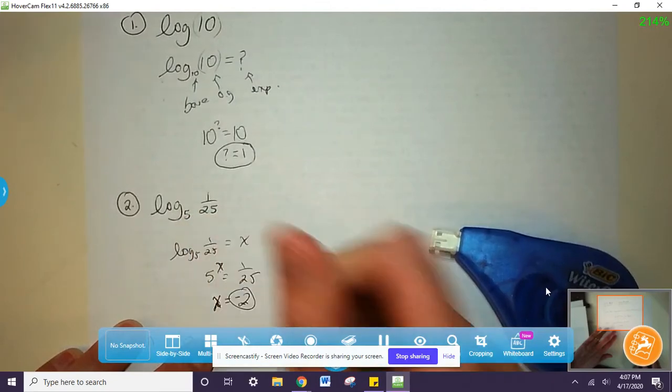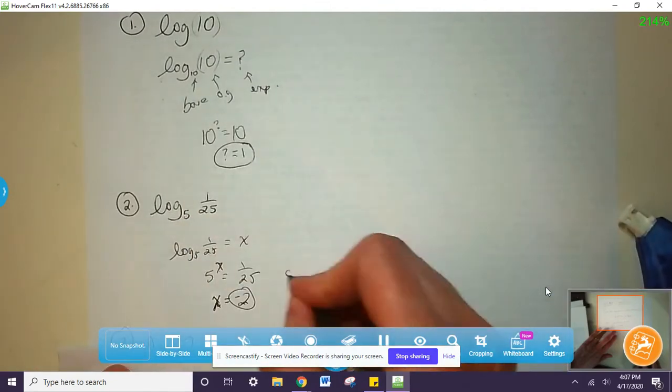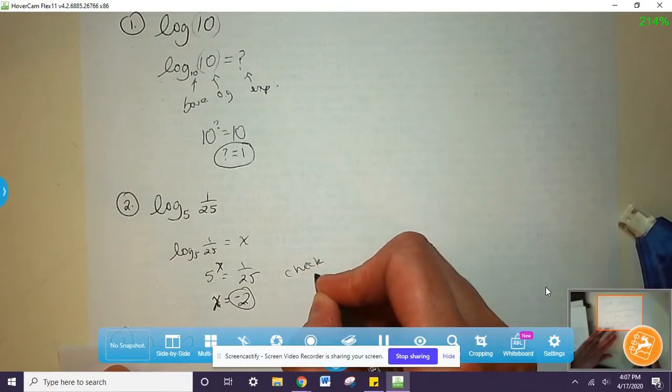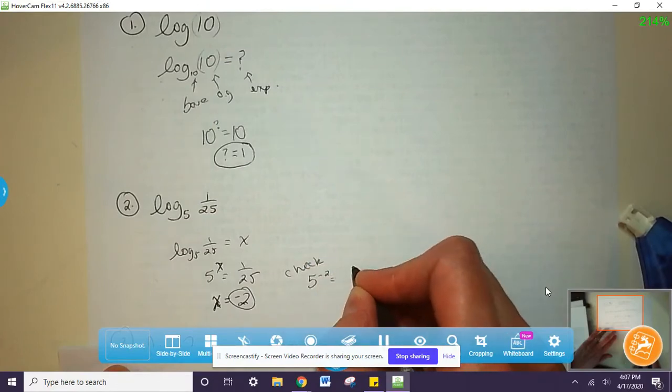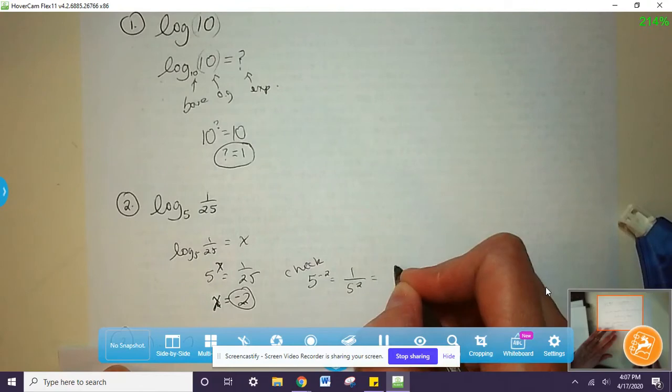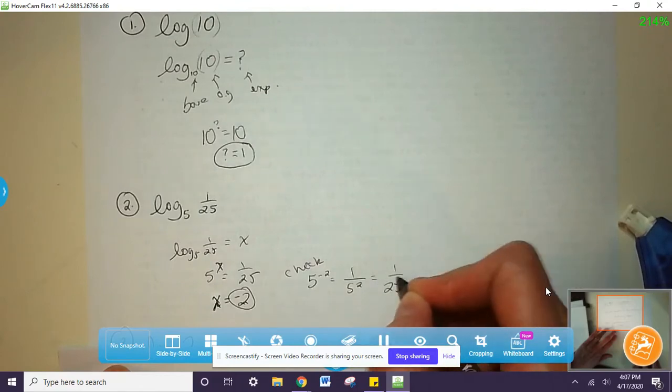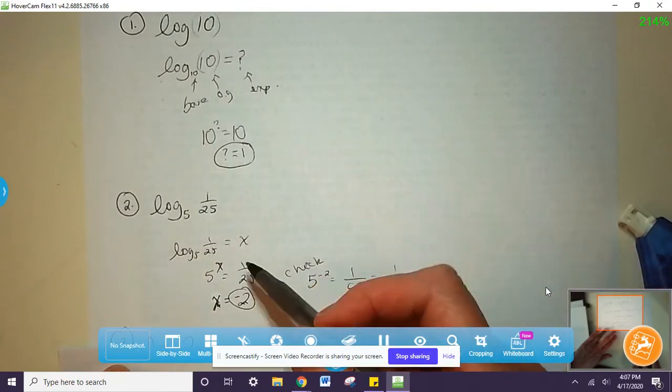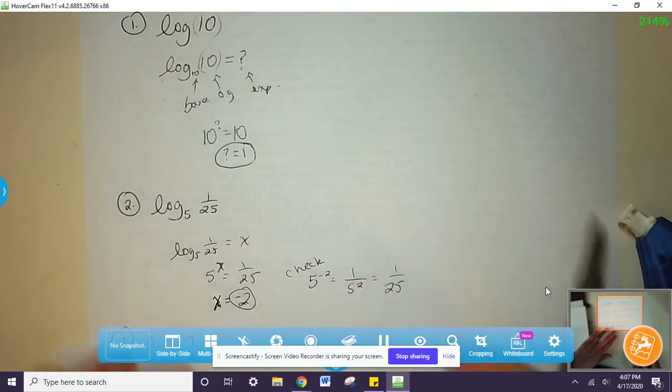Either way is fine. Okay. And you can always check it. You can show more work if you want to. So if you want to check it, you can show that this would be 1 over 5 squared, which indeed is 1 over 25. So the answer was the exponent.